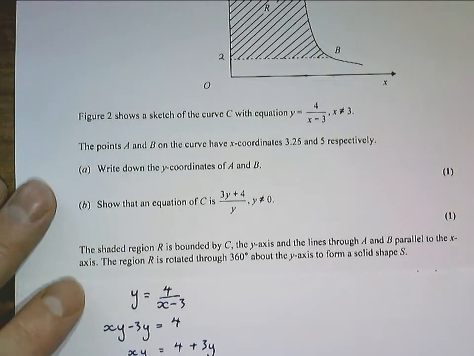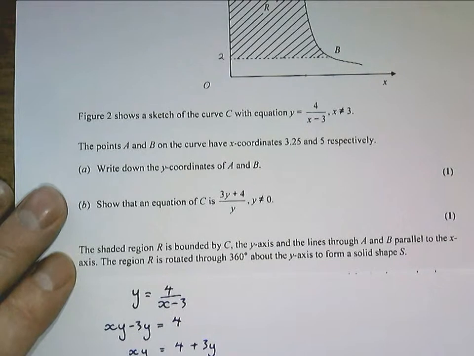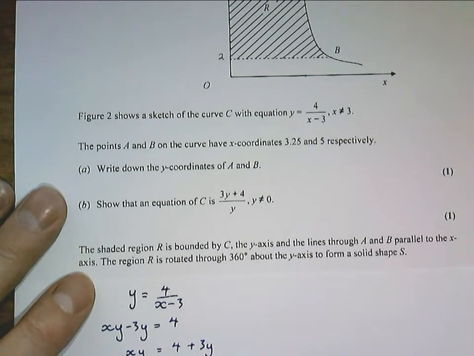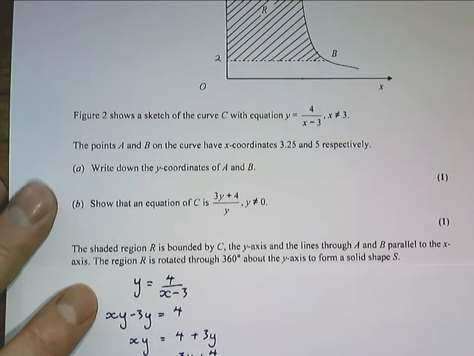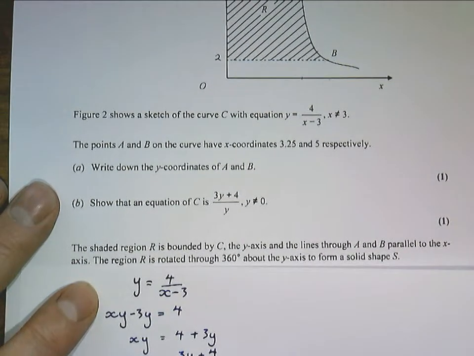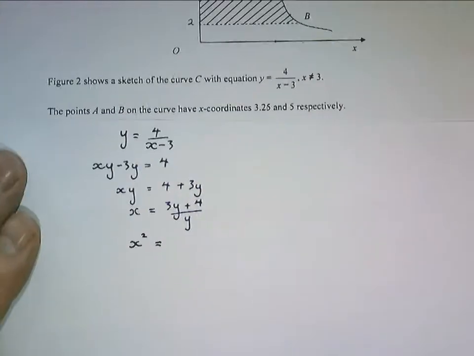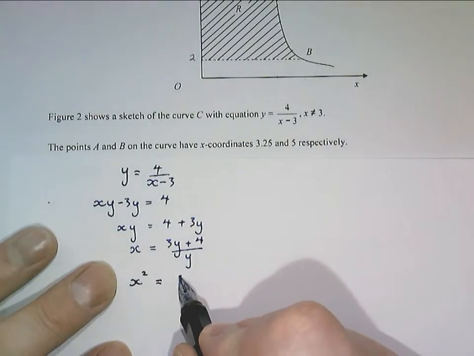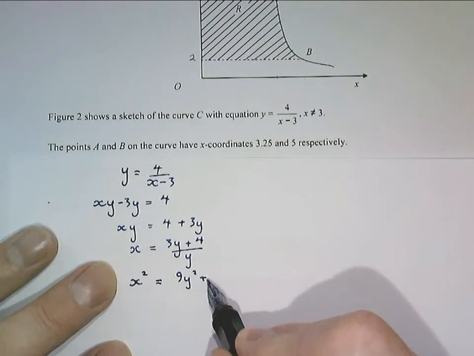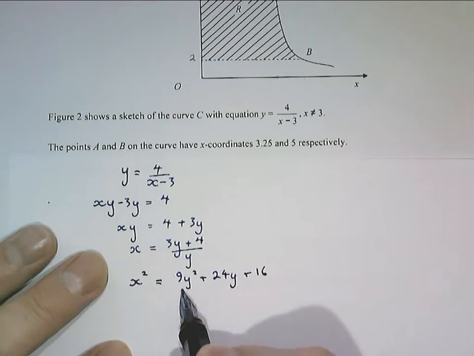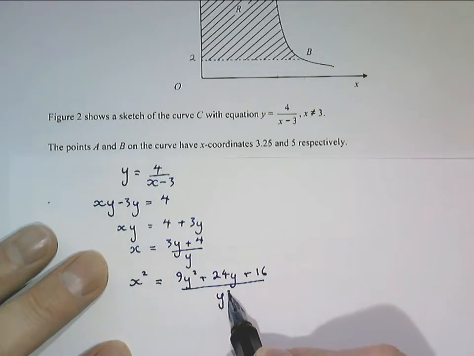So we're going to need to find x squared. So if we multiply this by itself, we're going to get x squared is equal to 9y squared plus 24y plus 16 all over y squared.